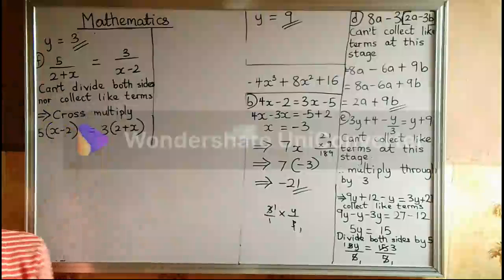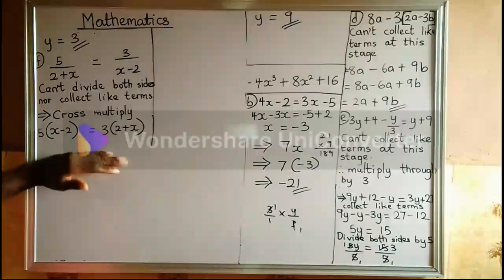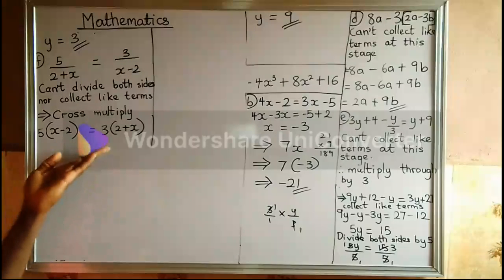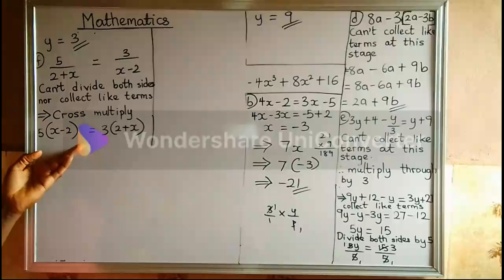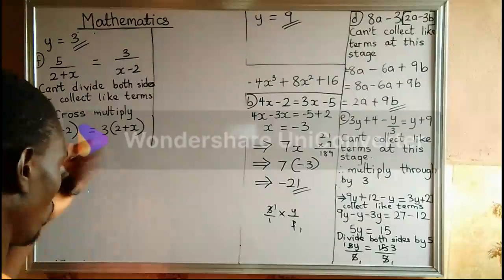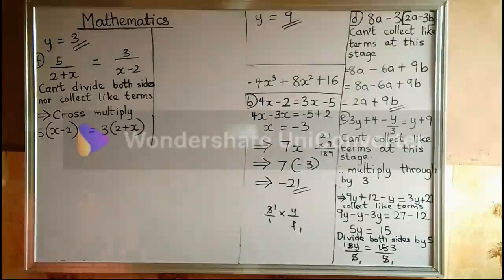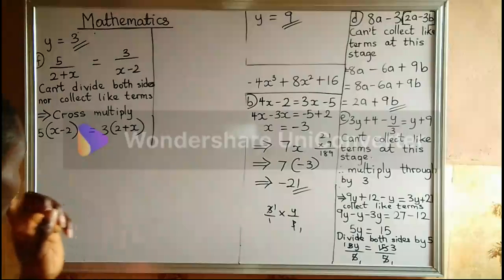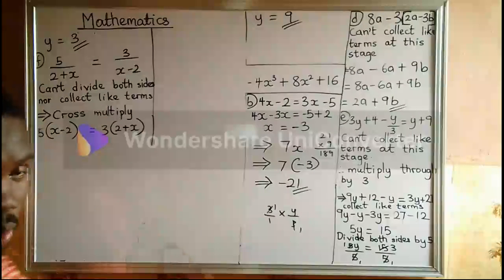Okay, but before I proceed, we have cross multiplied here and we introduce bracket. So could we now divide both sides by something? No, we can't. Why not? Because the term that has what we are looking for is not on one side and the others on the other side, so we can't. Could we collect like terms? No, we can't. Why not? Because there are brackets there. And remember, to use the principle of collecting like terms, there shouldn't be brackets there.